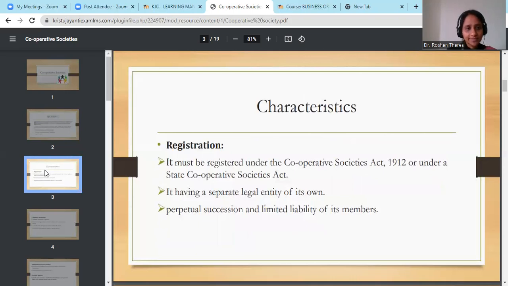Let's see what the characteristics are. In the beginning itself, we have seen it must be registered under the Cooperative Societies Act of 1912 or under the State Cooperative Societies Act. It has a separate legal entity of its own. It is not like the sole proprietorship. It has a separate legal entity, perpetual succession, and the limited liability of the members. We know what perpetual succession is and what the limited liability of the members is. The liability will not affect the personal assets of the members of the cooperative society.